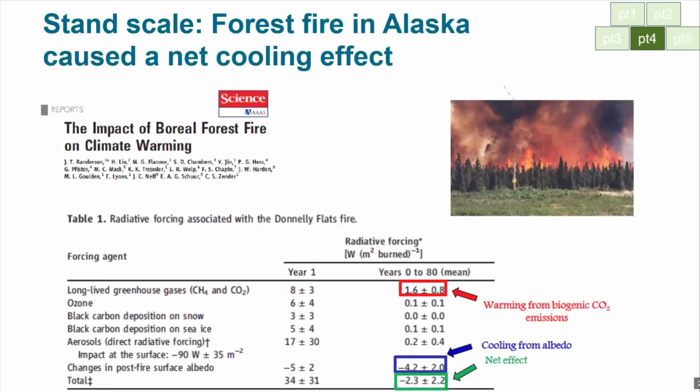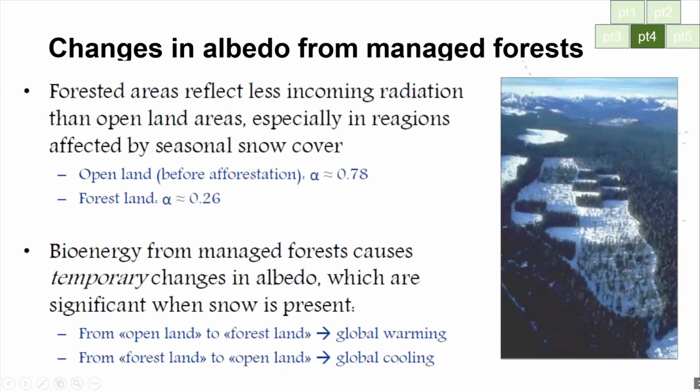So this study kind of tells it all, where there was a forest fire in Alaska, and it actually caused a net cooling effect on average, meaning that even despite all of the emissions from the forest fire, the cooling effect, that means the reflectivity of the direct solar radiation back into outer space, had a bigger effect. It was a bigger magnitude effect, so it had an overall net cooling. And you can see the albedo differences in this picture quite evidently.